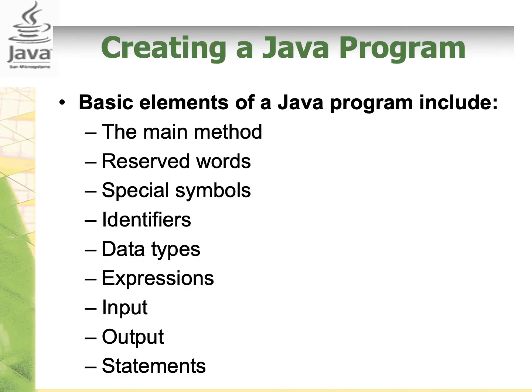To create a Java program, the basic elements of a Java program include the main method, which we have seen before, reserved words that refer to Java keywords such as public, static, void, as what we have seen so far. Other basic elements are special symbols, identifiers, data types, expressions, input and output, and also statements. We will cover many of these in later topics.